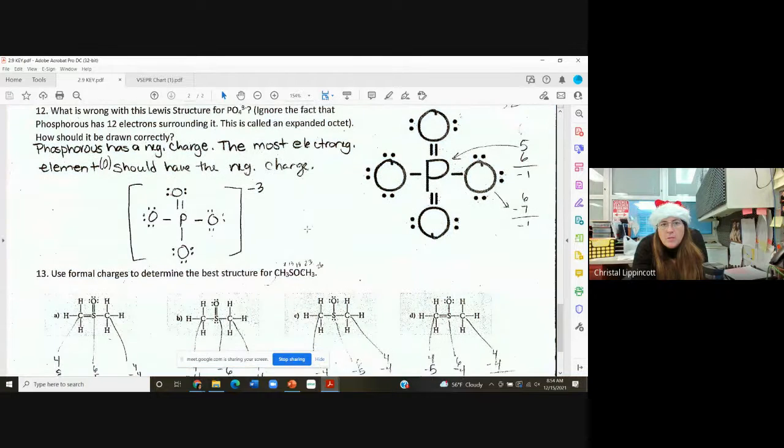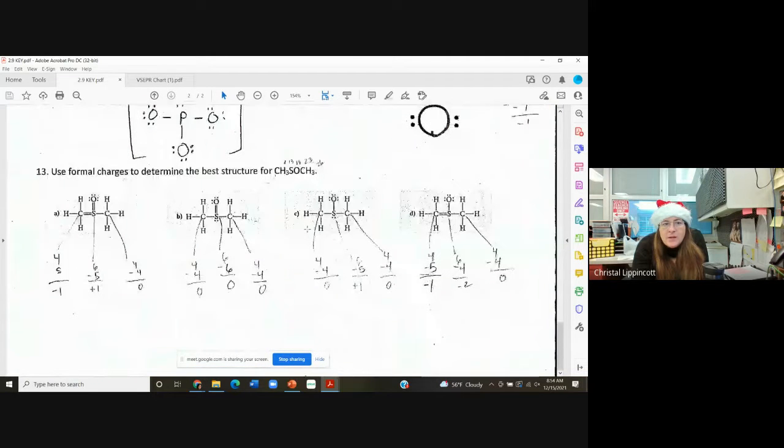All right, come on. There we go. And then down here, which structure would be the best? A, B, C, or D? B, because there's no formal charge on any element when it's drawn in this fashion. Okay, questions?